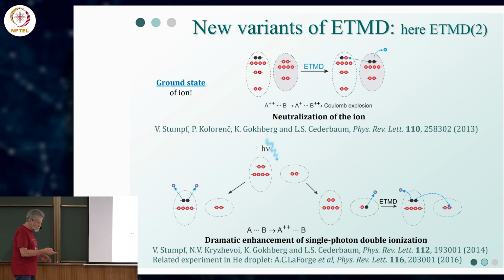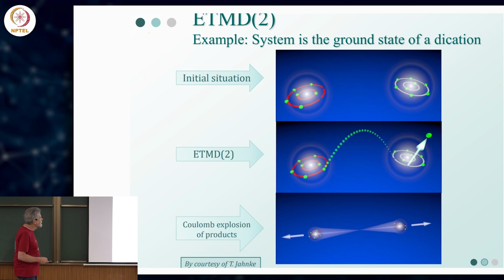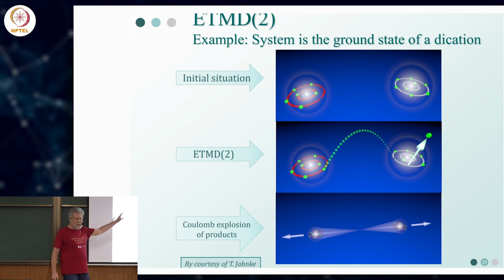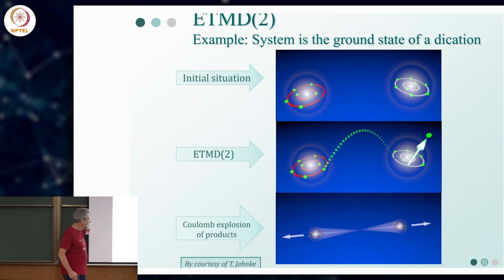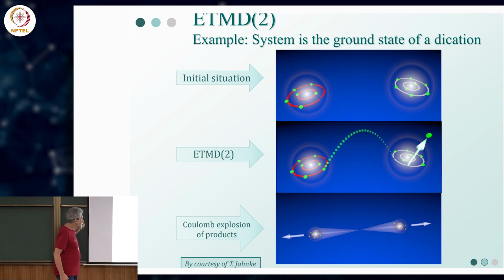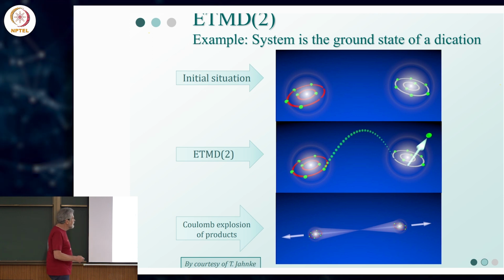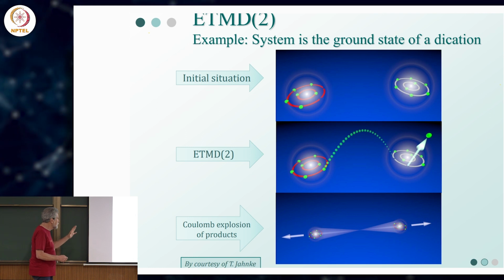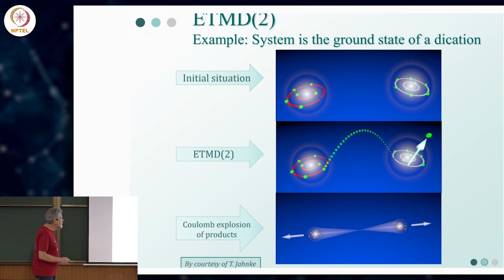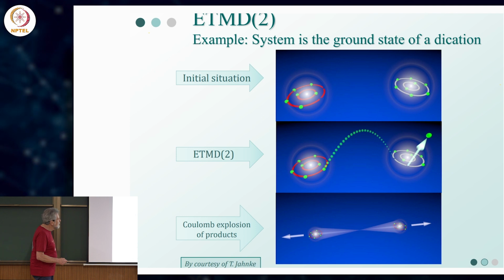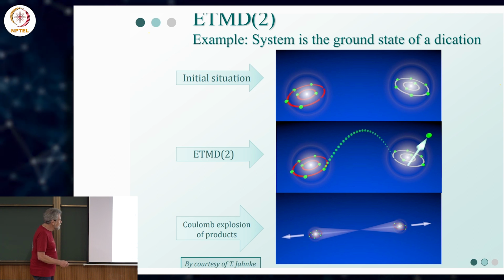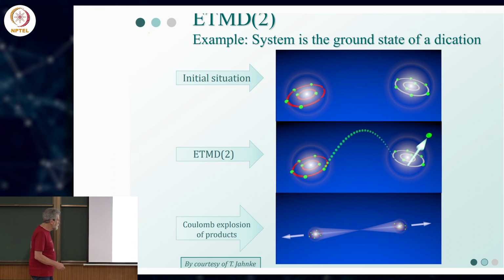Okay, now again I asked Till, who can draw so nicely, I cannot do anything like that, to make some cartoons for me, and this is what he did. So ETMD2, just to remind you, or so you have a cartoon in front of your eyes. Let's say it's a dication, and the neighbor gives an electron, and this energy gain is used to kick out an electron here, and then you have a Coulomb explosion.